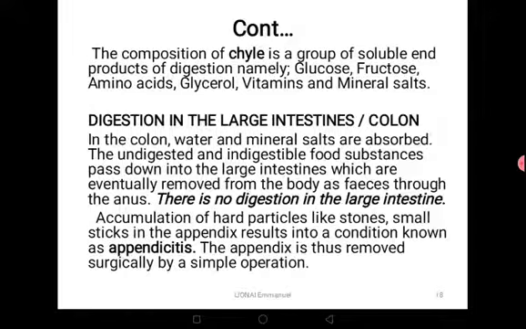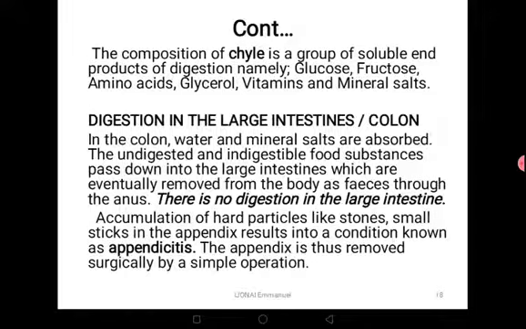And then we have the large intestines, or the colon particularly. In the colon, members, water and mineral salts are absorbed. So in the colon there is no digestion, physical or chemical, but there is absorption of water and mineral salts. The undigested food substances pass down into the large intestines, which are eventually removed from the body as feces through the anus. There is no digestion in the large intestine.